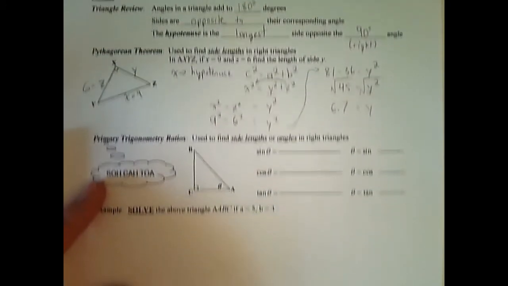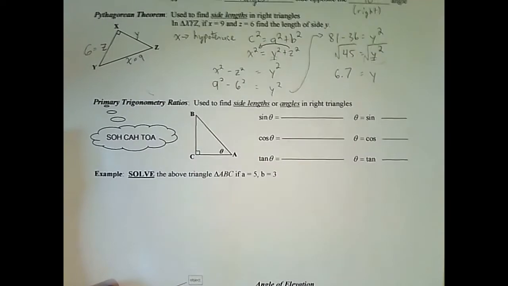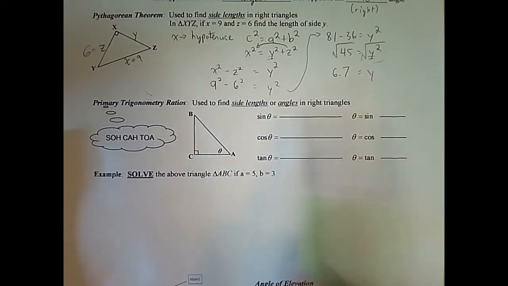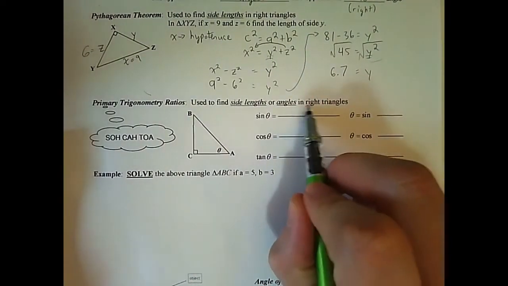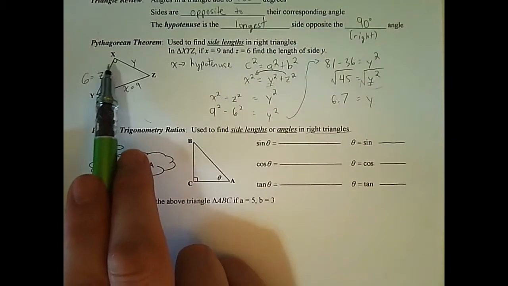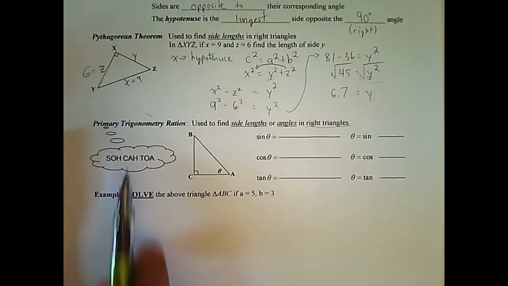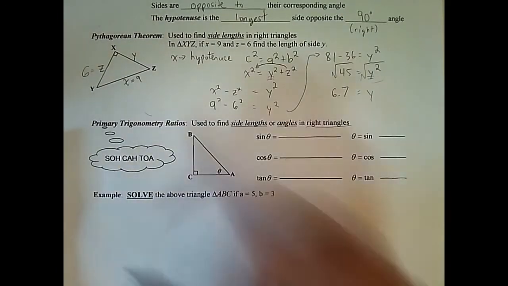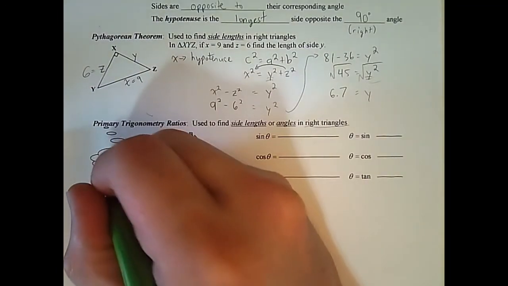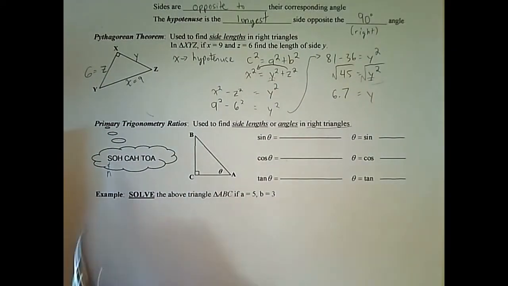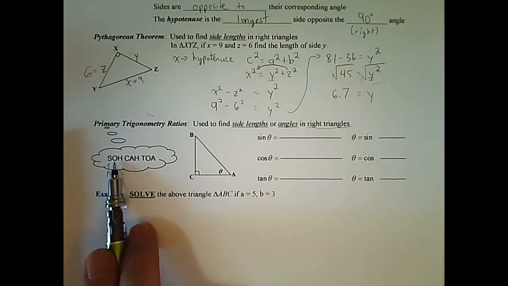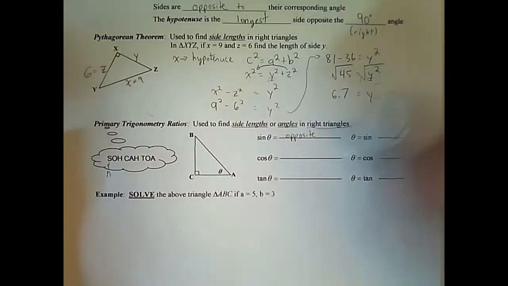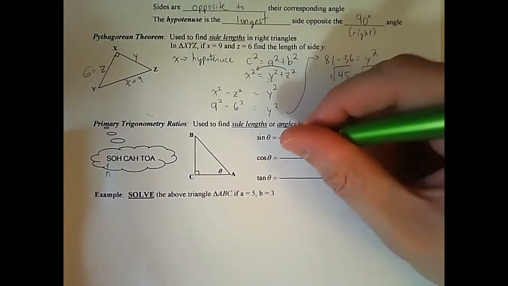So let's go back to now primary trigonometry ratios. We used to find side lengths and angles using these primary trig ratios, specifically in right triangles. Right triangles meaning there has to be a 90-degree angle somewhere. So how do you remember what SOHCAHTOA stands for? Well, the SO stands for sine. Sine is the ratio of the opposite side divided by the hypotenuse.